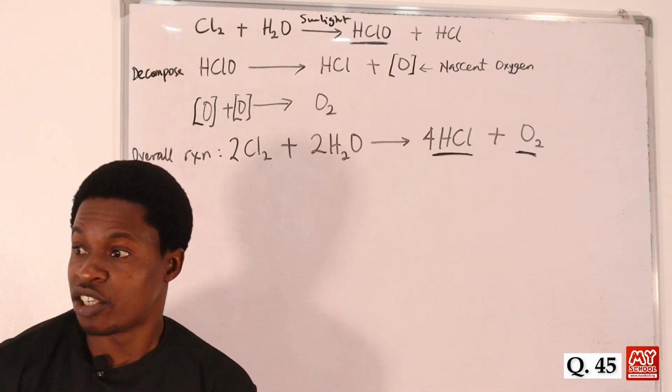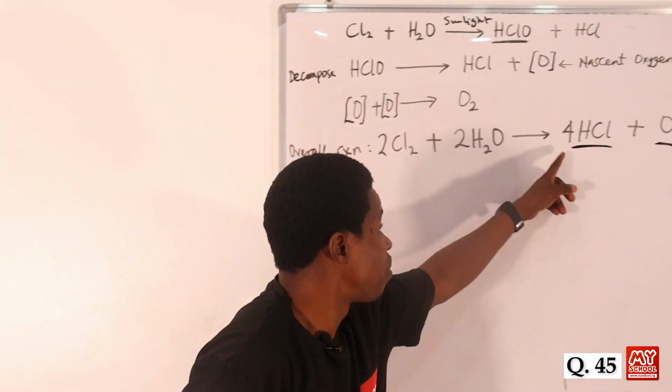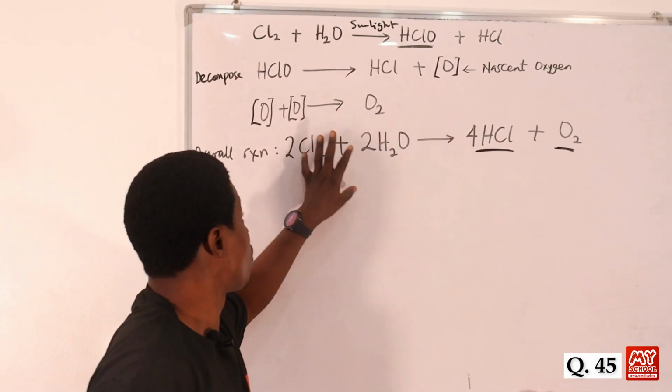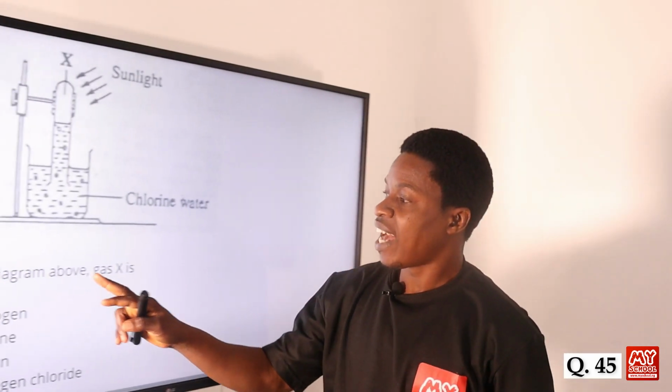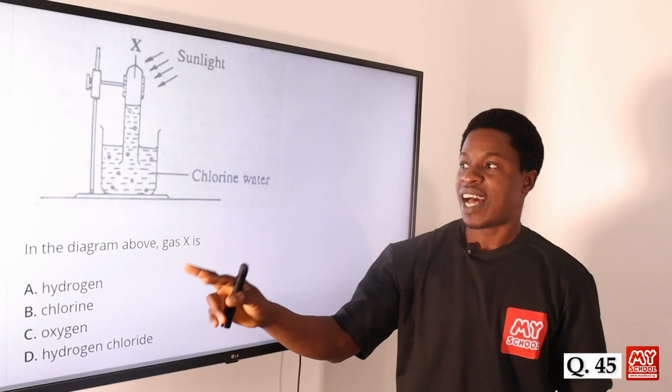So let's look at the options we have there. So this is hydrochloric acid, and then we have oxygen. But what does the question say? Let's look at the options. In the diagram above, gas X is what? Gas X is what?